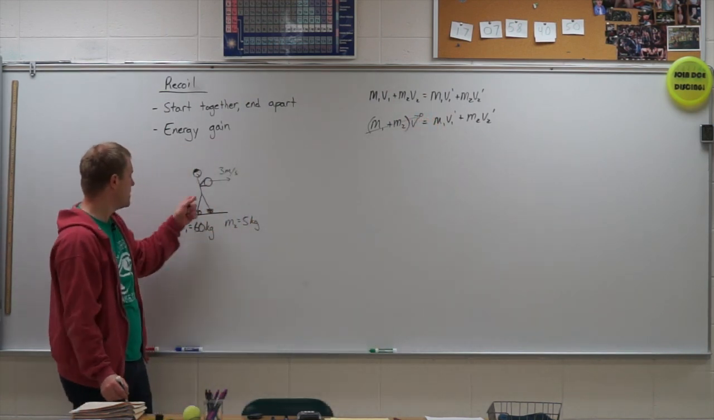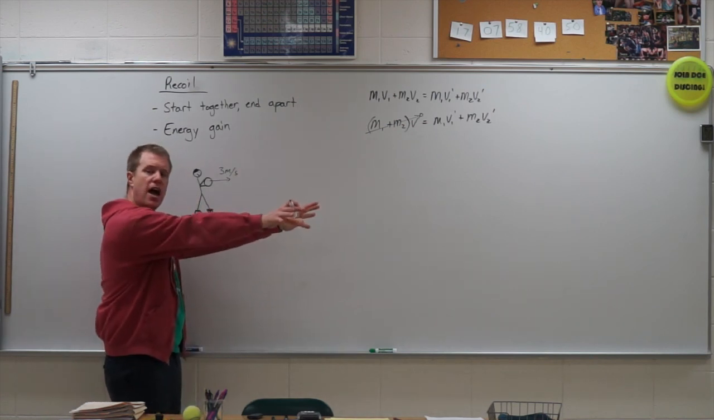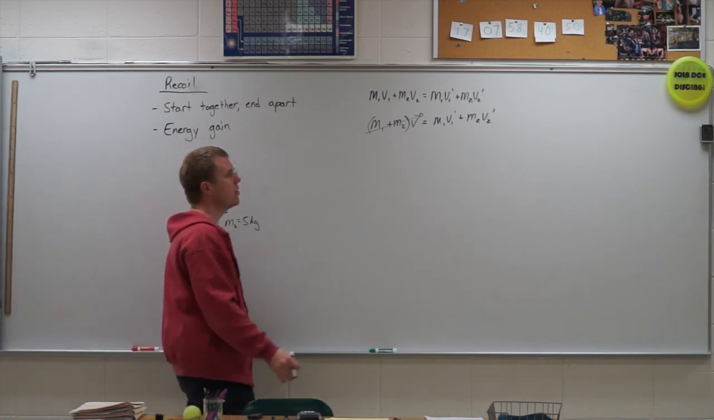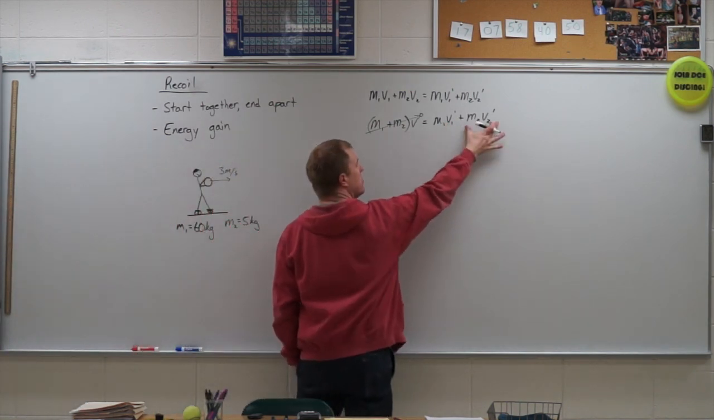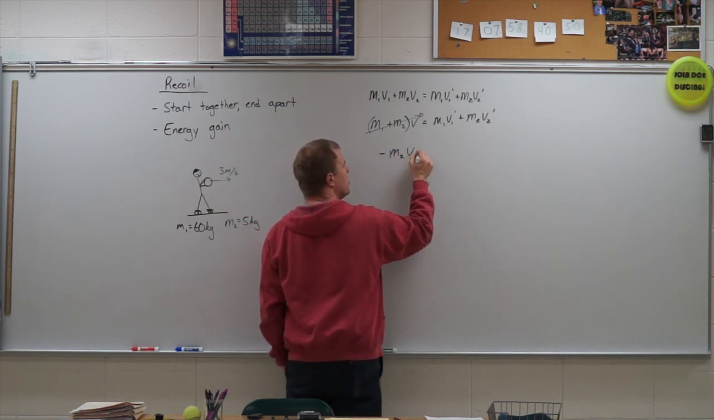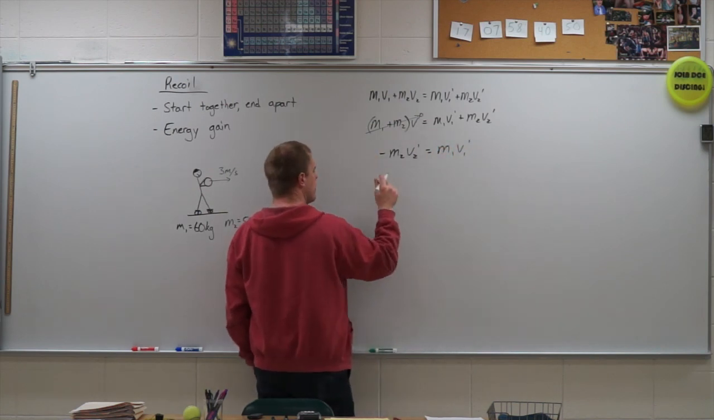We are going to go ahead and solve for the velocity of the student. So if the student throws the ball at 3 meters per second, how fast are they going to recoil back the other direction? So we're going to go ahead and solve for v1 prime. So I'm going to move m2 over to the other side. So I have negative m2 v2 prime equals m1 v1 prime. Divide the m1 over, plug in my numbers.